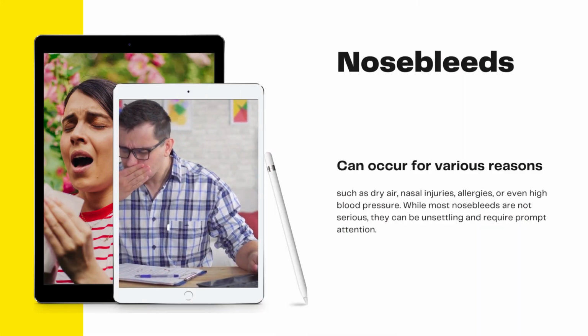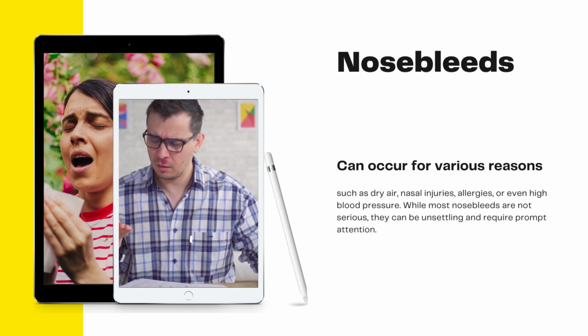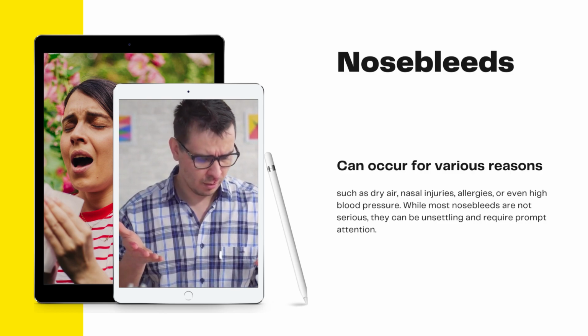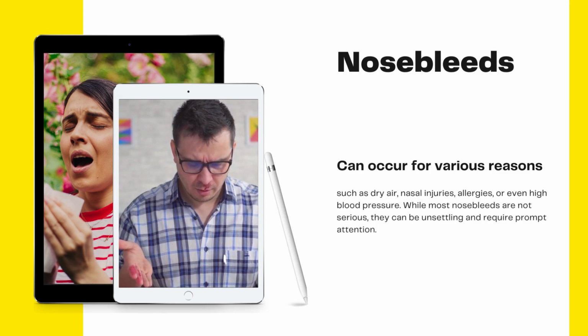Nosebleeds, also known as epistaxis, can happen due to various reasons, such as dry air, nasal injuries, or high blood pressure. Although they can be alarming, most nosebleeds are not life-threatening and can be managed with proper care.